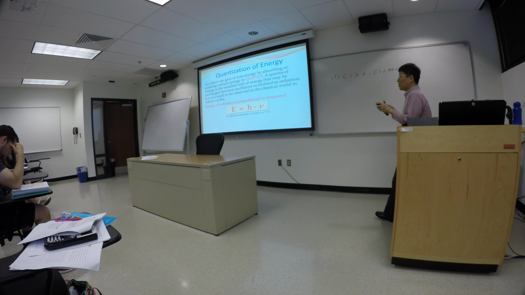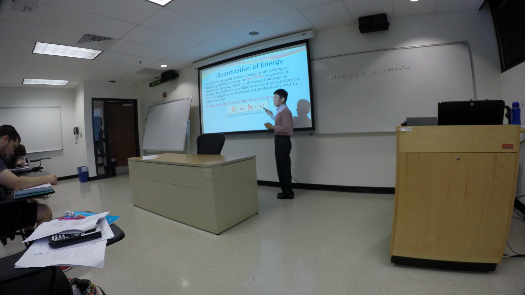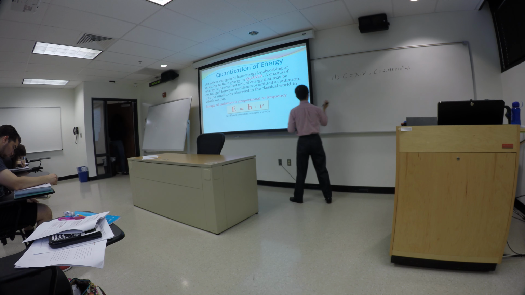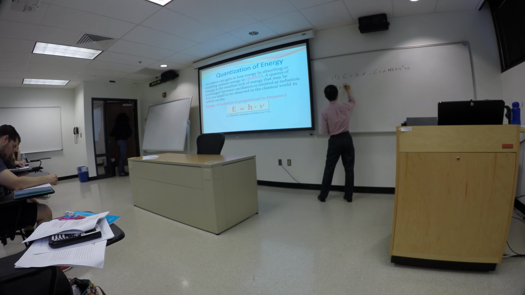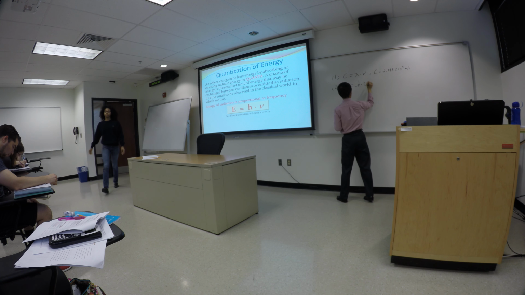An object can gain or lose energy by absorbing or emitting radiant energy in quanta, a very small unit of energy. This energy is being exchanged between matter or oscillators, or emitted as radiation. Okay, so in this case, the amount of energy carried by a particular radiation is proportional to the frequency. So E, the energy, equals h times frequency.